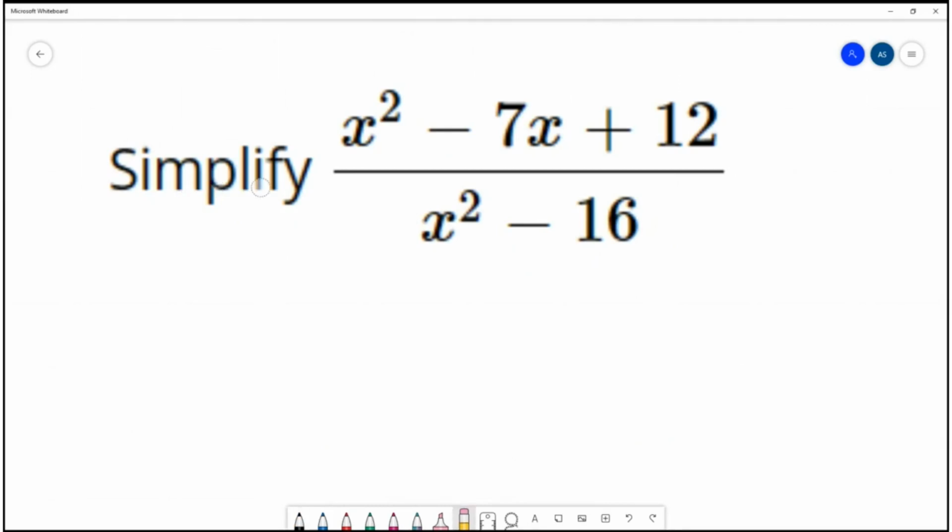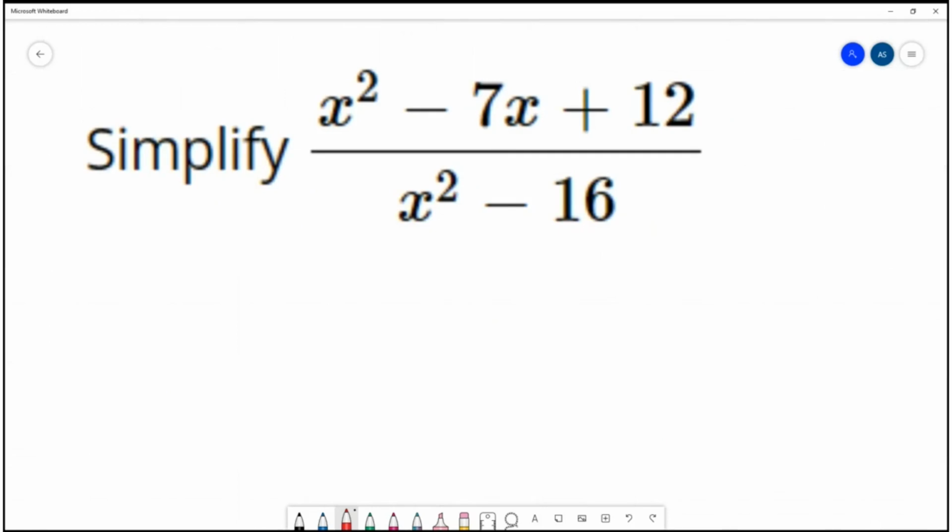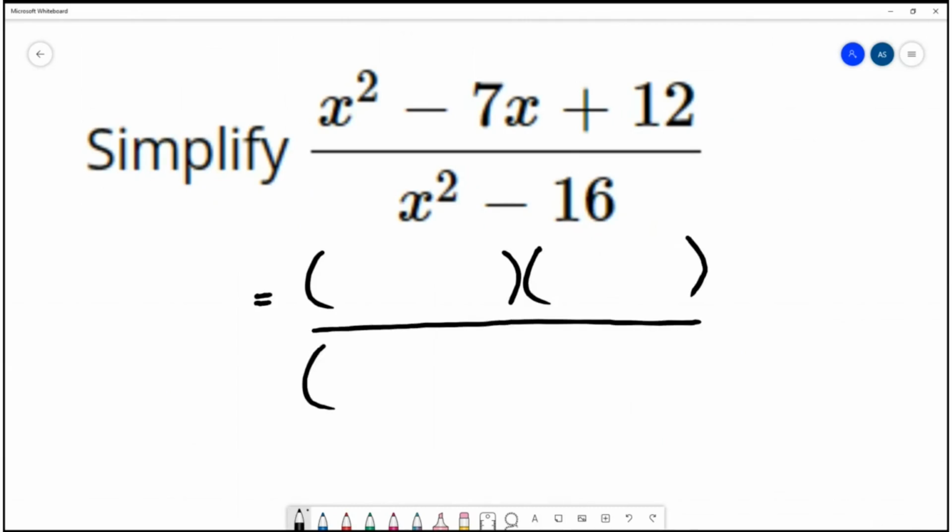For this question, we want to simplify the fraction x squared minus 7x plus 12 over x squared minus 16. A lot of people know how to simplify fractions by canceling common factors, and some people will be tempted to try to cancel these x squareds out. You're not allowed to do that because these x squareds are not factors. So in order to simplify this fraction, we have to factor the numerator and factor the denominator. And once we have it in factored form, we can look to see if there are any common factors to cancel out.